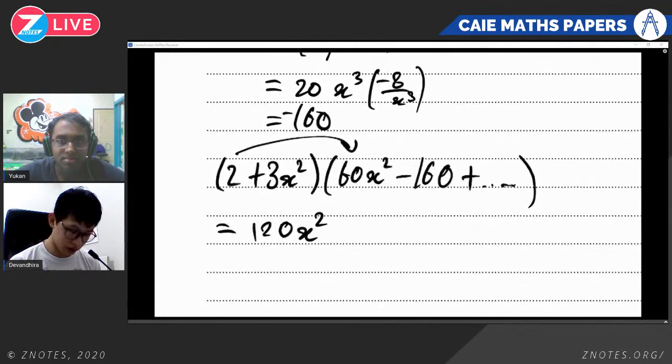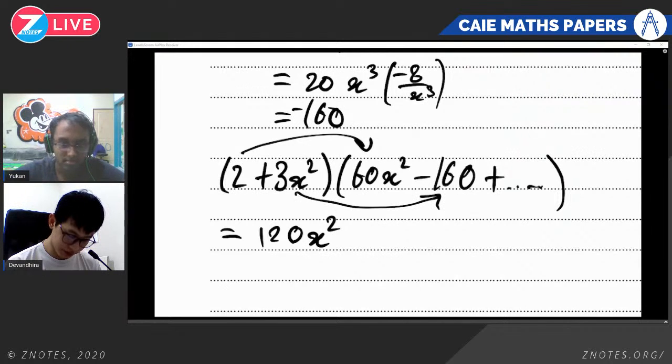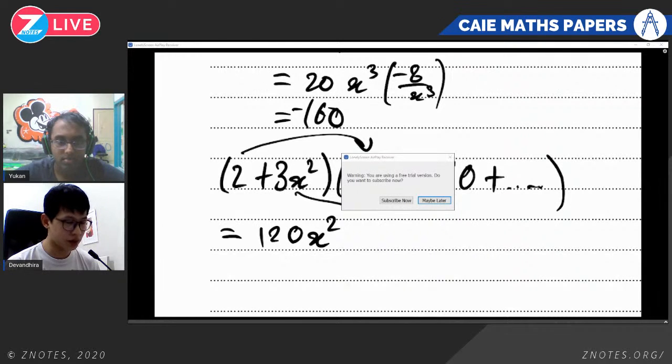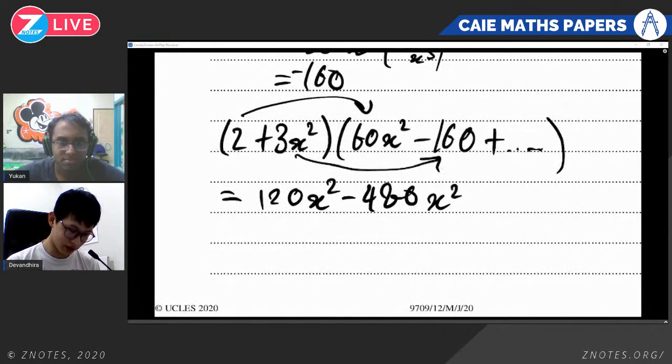Okay. So when I multiply 2 times 60x squared, I get 120x squared. The next thing is I can multiply 3x squared and negative 160. Is that right? Multiplying negative 160 times 3 is negative 480x squared. Do we need to multiply 2 times negative 160, Yukan?